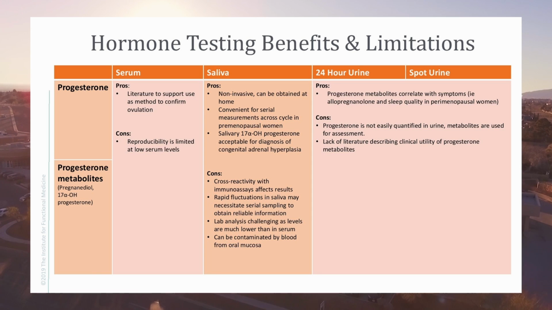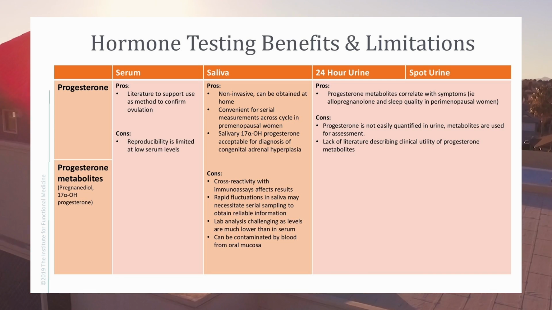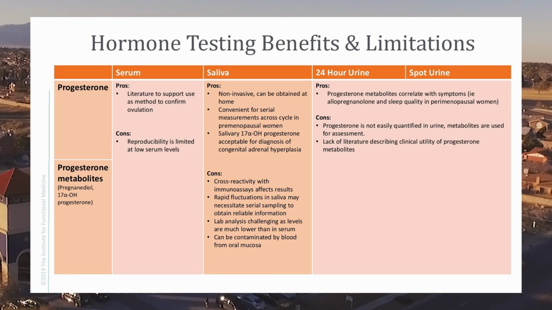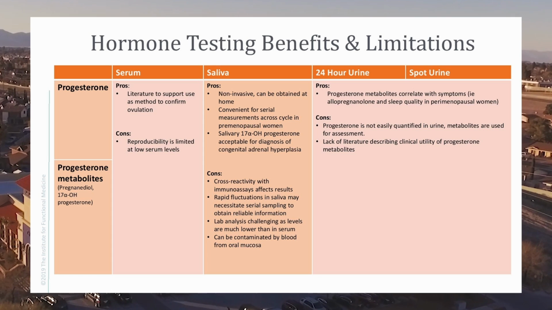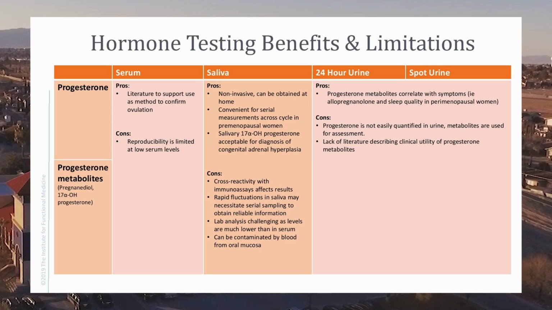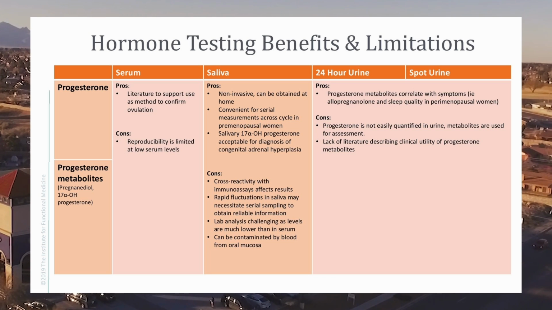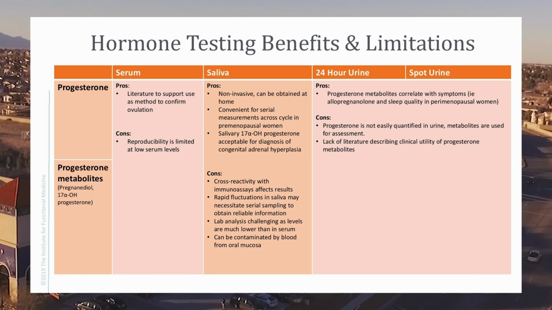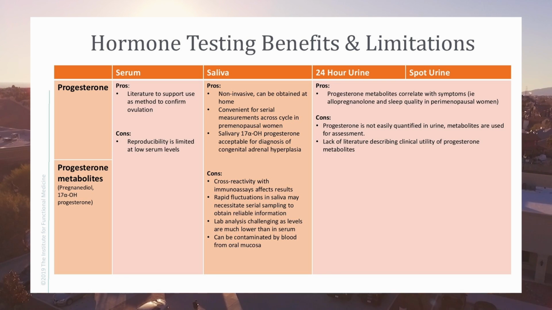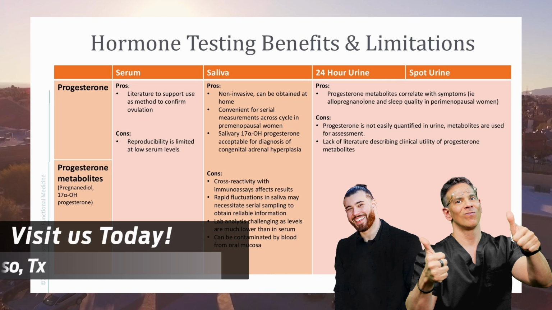Now, the downside for salivary levels of progesterone and its metabolites: you've got a rapid fluctuation of progesterone levels in the saliva. So you probably shouldn't use just one test result to make a decision. You may need serial sampling to get a feel for what the average is. There's also a problem with cross-reactivity with immunoassays that might affect the results. And again, same problem in terms of having much lower progesterone levels in the saliva than in the serum, so for some labs, that can be challenging to get you an adequate analysis. And same problem in terms of contamination by blood. But that's true of all salivary tests.